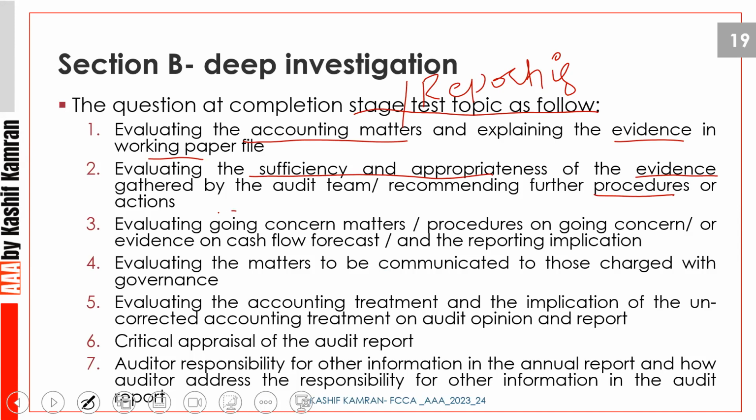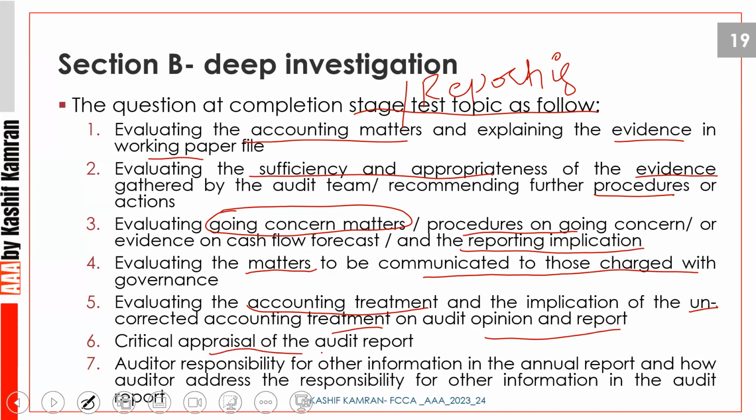Number three, evaluating the going concern matters, something coming from the AAA knowledge, procedures on going concern, and the implication for the audit report. Number four, evaluating the matters to be communicated to those charged with governance. Number five, evaluating the accounting treatment and the implication of the uncorrected accounting treatments on the audit report. Number six, critical appraisal of the audit report, finding the weaknesses in the audit report. Number seven, auditor responsibility for other information in the annual report and how the auditor addresses the responsibility for other information in the audit report. These are seven possible questions, which are a very regular feature of section B.